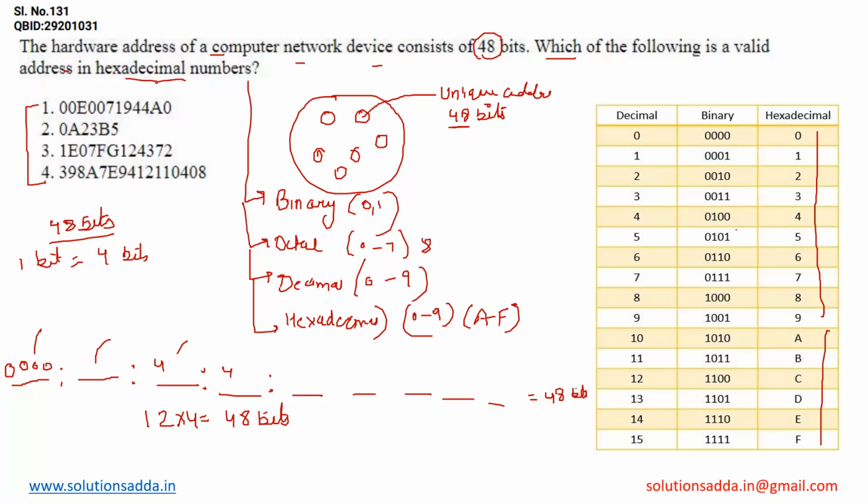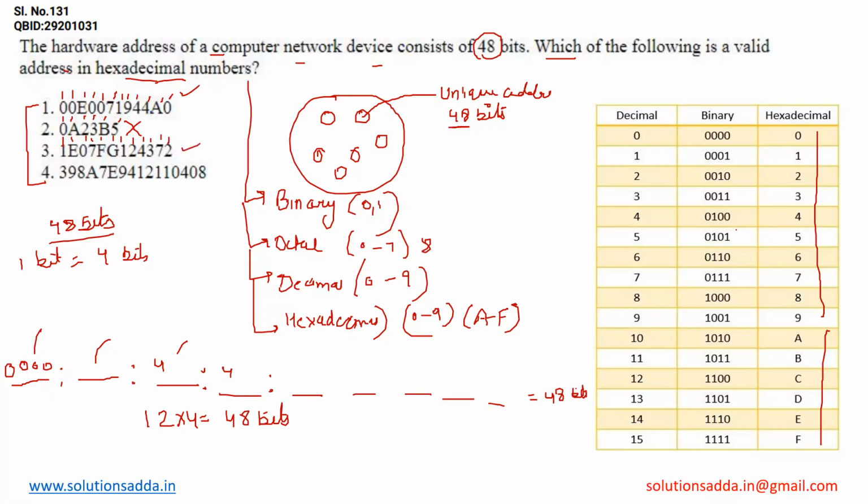So first of all, the number of digits should be 12. The total of these digits should be 12 and they should be in the range. Let's count the number. 1, 2, 3, 4, 5, 6, 7, 8, 9, 10, 11, 12. First case is right. Next number is 1, 2, 3, 4, 5, 6. You can eliminate this because we need 12 in order to represent the 48 bits. Next we have 1, 2, 3, 4, 5, 6, 7, 8, 9, 10, 11, 12.